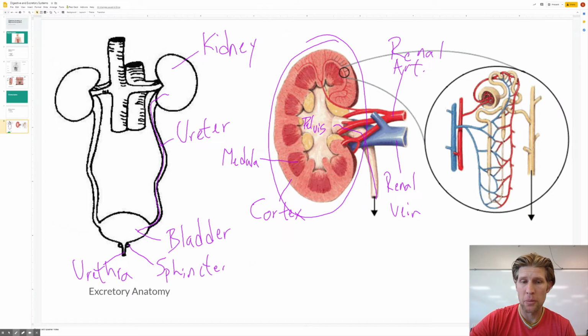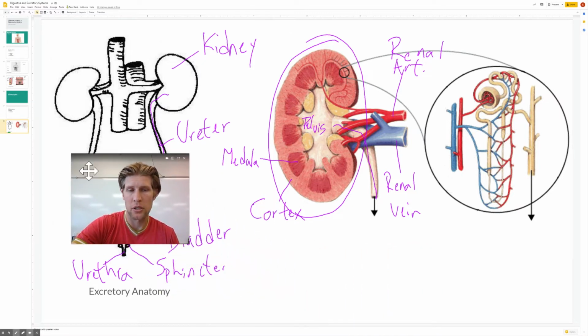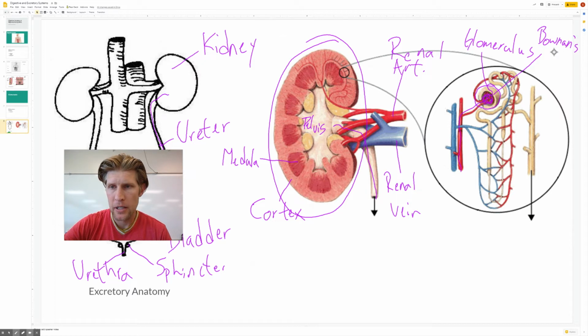Now, let's look at what's happening physiologically. So what's the physiology of the kidney and how is it actually working? What happens is the artery brings in the blood into this little structure right here. This is called the glomerulus. Of the Bowman's capsule. So this whole thing right here is called the Bowman's capsule.